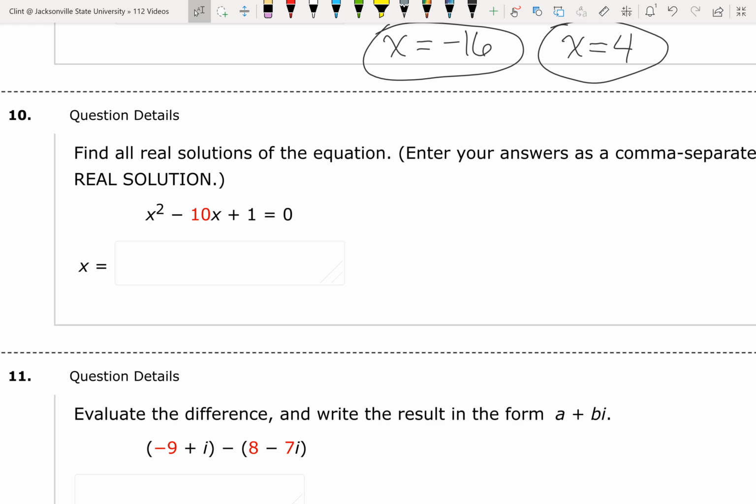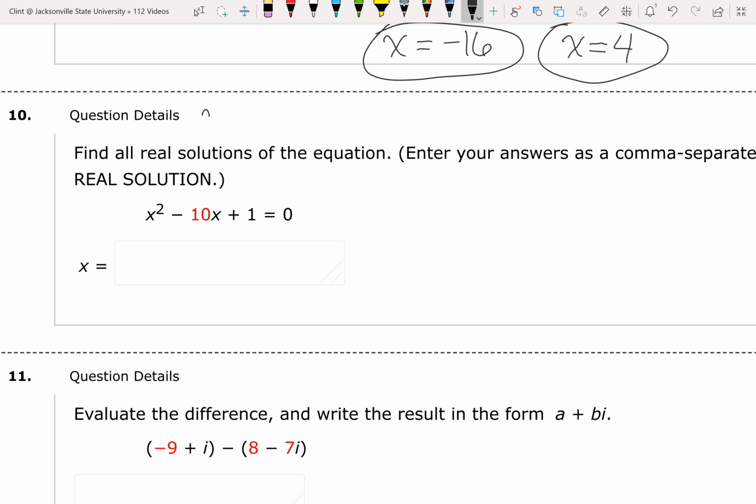So here it says find all real solutions again. It doesn't tell us what method to use, but if I think about factoring, it says find factors of 1 that will give us negative 10. I don't think that's going to work because the only factors of 1 are 1 and 1, and there's no way to get negative 10 out of that.